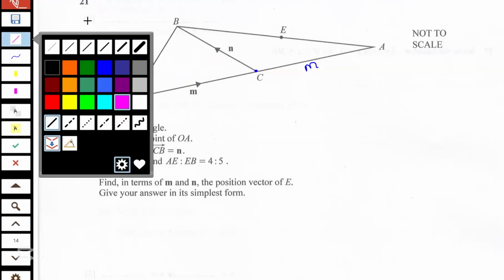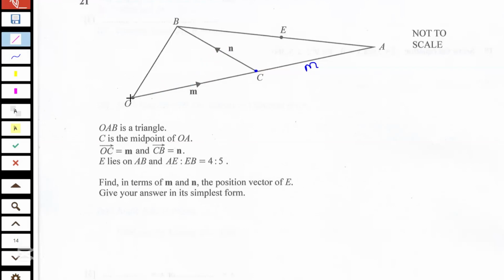The position vector starts from O to E. So this is exactly what we're looking for. Now, to find the position vector here, we have to write down some of these vectors. Vector OA is already going to be 2m. I've got OA will be m plus m, that's 2m.